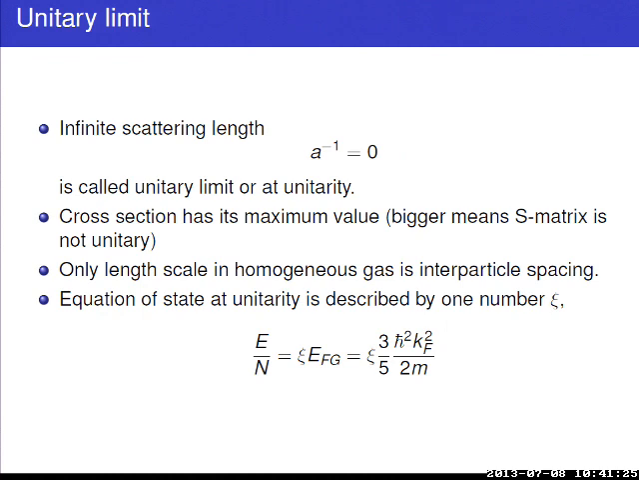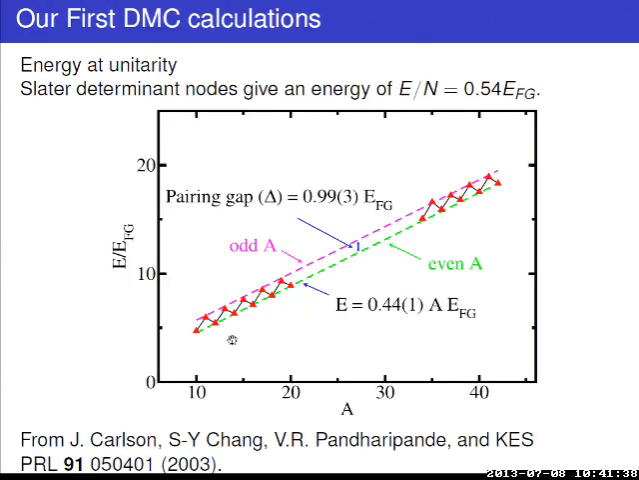And that number for us, as you will see, has started high and has come low. I think your number started a little low and has come somewhat higher, so I think we're eventually meeting here. This is our original calculation 10 years ago, using a BCS wave function. First off, Slater determinants give an energy that's 0.54 times the Fermi gas. When we first did this, we got 0.44 times the Fermi gas.